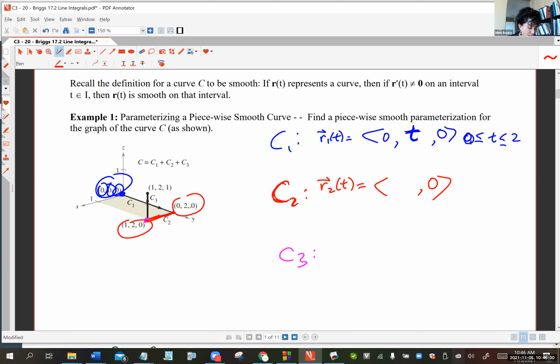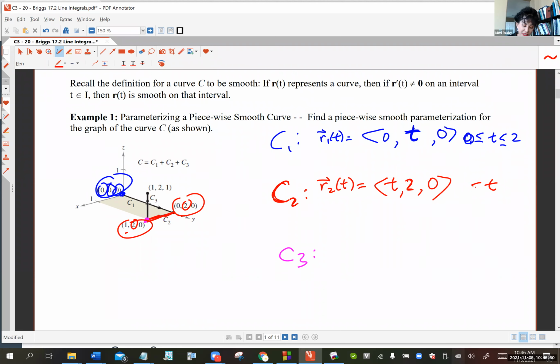And it looks like the y coordinate stays at 2 the whole time, because we're traveling parallel to the x axis. So y stays at 2 the whole time. And it looks like x is the one that's changing. So how about if we let x be t?